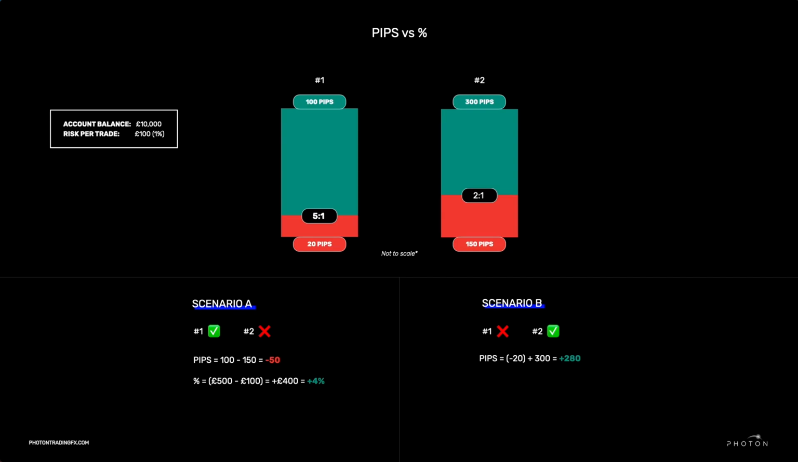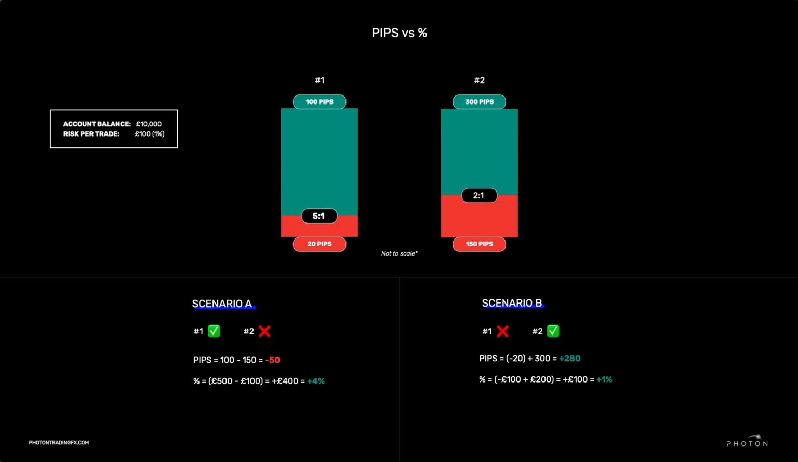But how does this translate into actual money then? Well, the first trade is a loser, so you lose 1% of your account, which is a £100 loss. The second trade is a winner. It has a 2-1 reward to risk, because remember, you're risking 150 pips to just make 300 pips. So that means you only make 2% of your account, which is a £200 profit. And then when you subtract the £100 loss in the first trade from your £200 profit in the second trade, you obviously make a net £100 profit, which is a 1% net return across both trades.